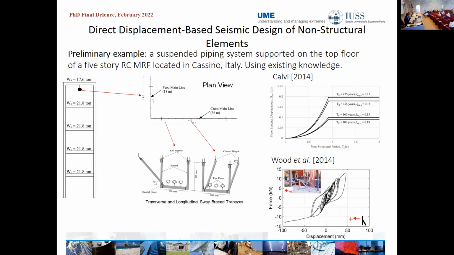So to perform the direct displacement-based design, we used what was available in the literature to estimate the relative displacement floor response spectrum, using a procedure proposed by Calvi, which assumes constant non-structural displacements for periods longer than the fundamental period of the structure. And then for the damping model, we used the results of reverse cyclic tests from a trapeze restrained installation performed by Wood et al. And we used this to develop a very simple, ad hoc damping model.